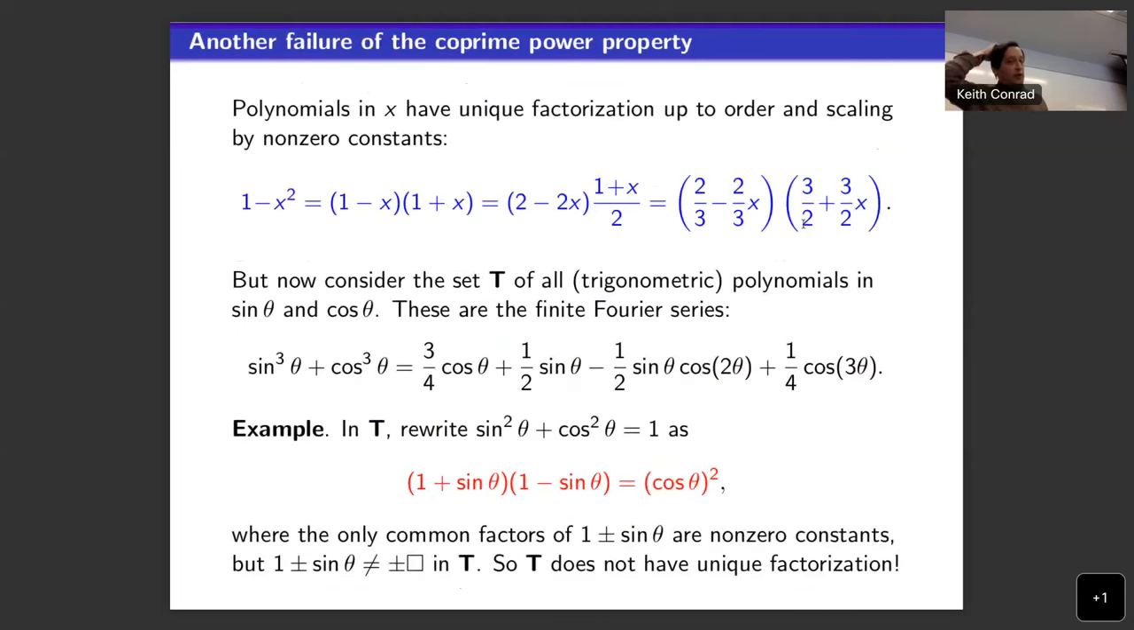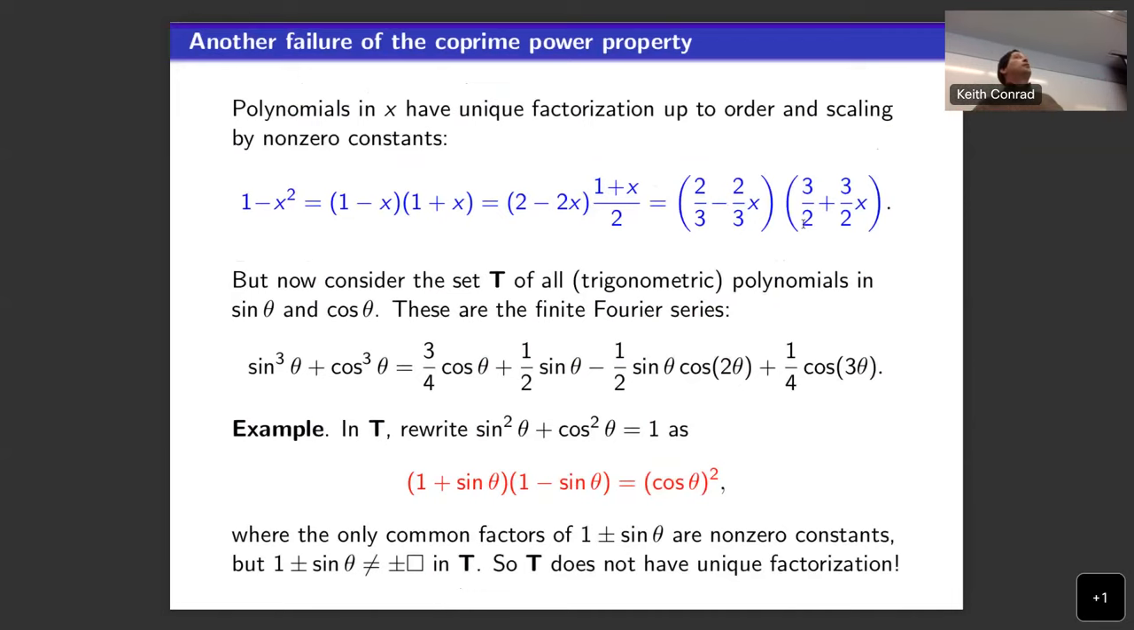Now, another setting where we have the coprime power property not working occurs with functions. Well, it doesn't occur with polynomials. Polynomials, of course, you can factor uniquely, this time up to scaling. So we have three different factorizations of 1 minus x squared, but they're all related to each other by scaling by a non-zero constant.